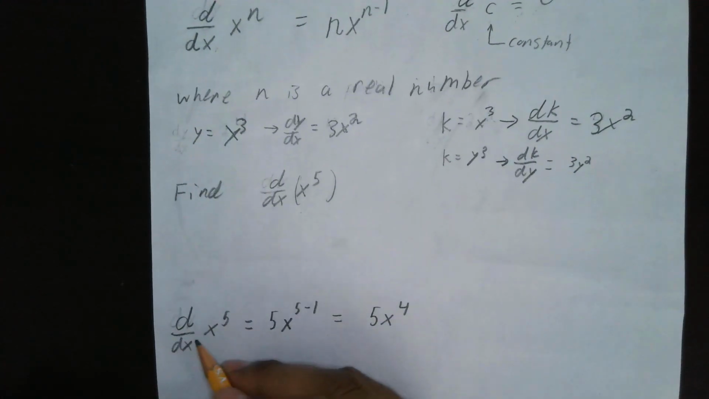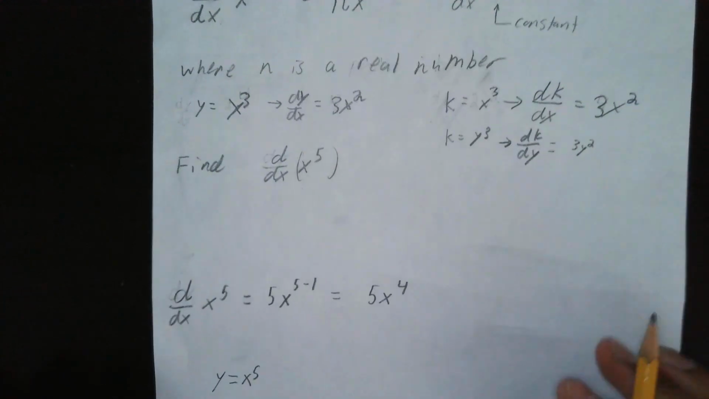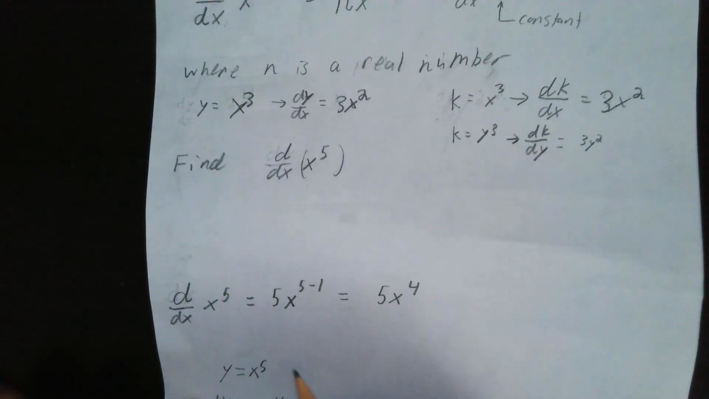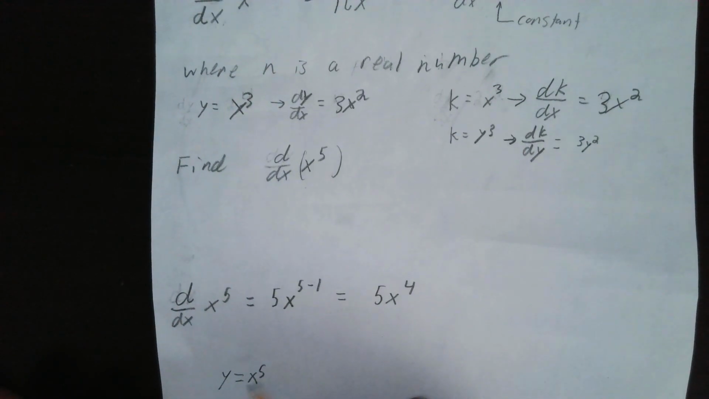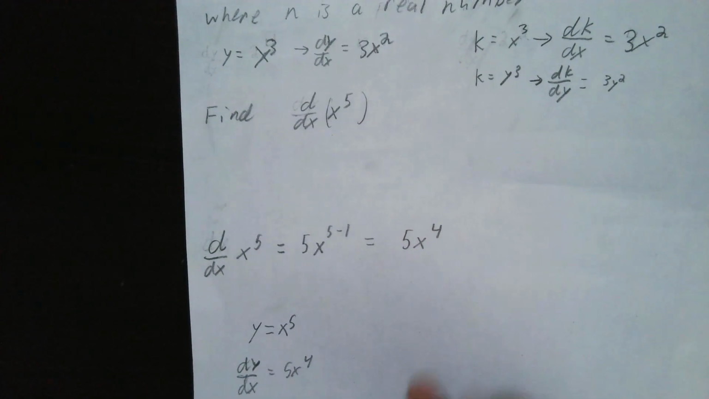I didn't write any dependent variable here because I wasn't given a dependent variable. If I was given y is equal to x to the fifth, then I'd be writing dy over dx is equal to 5x to the fourth. So let's move on to the next problem.